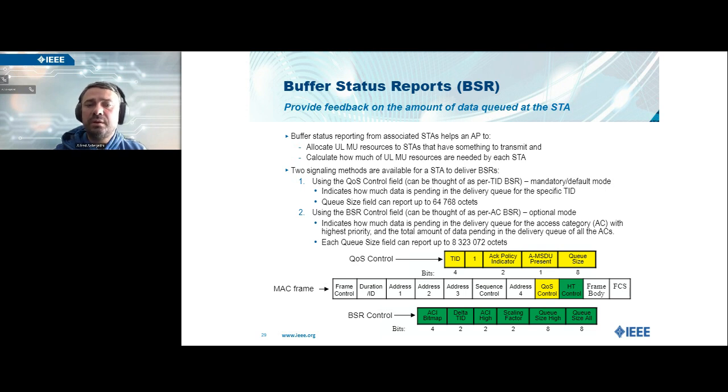And for the BSR, you can actually report the whole queue size, and also the queue size of the highest AC that you have pending buffered units, essentially. And of course, because of different scaling factors, the queue size of the QoS control can report up to 64K approximately. Instead, the queue sizes in the BSR can report up to 8 megabytes of payloads.